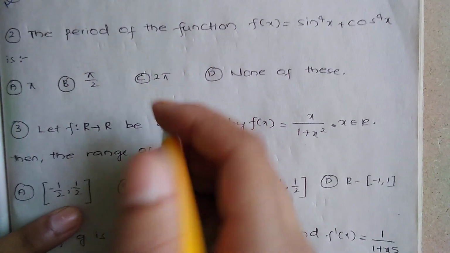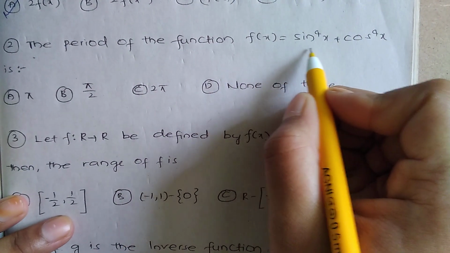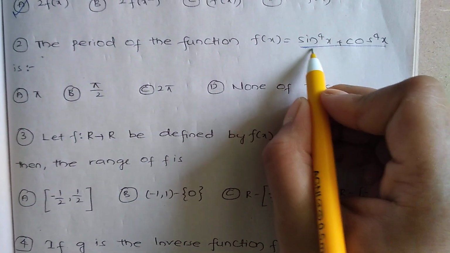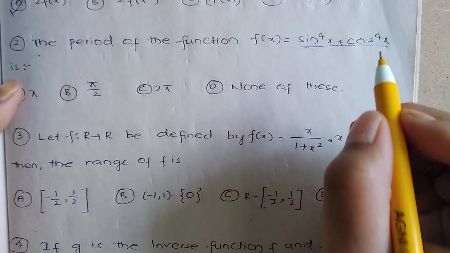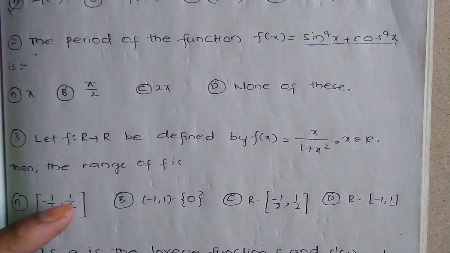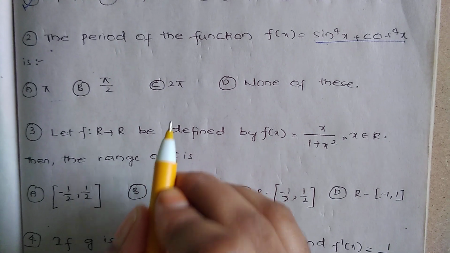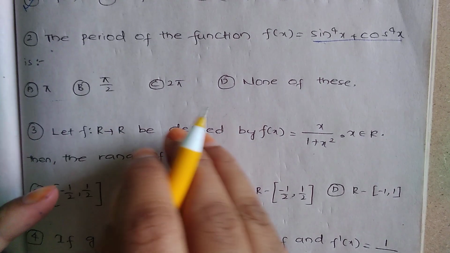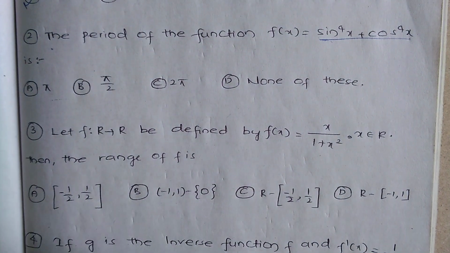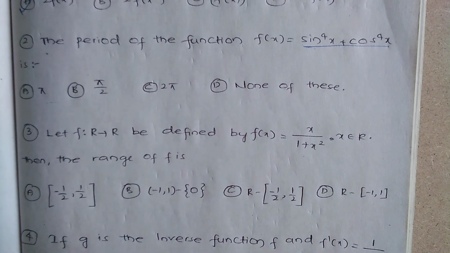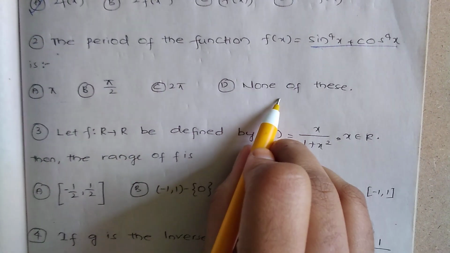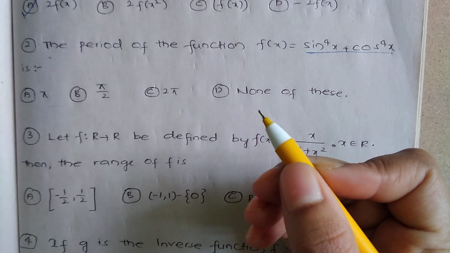So that's it. Second question: the period of the function f of x is sine power 4x plus cos power 4x is equal to how much? In competitive exams, I'll tell you a very nice trick you can follow. First, observe all the options given. What do you think is the possible answer for the period of the function? I hope you are understanding. First look at all the options. If you think it may be correct, try to attempt it.